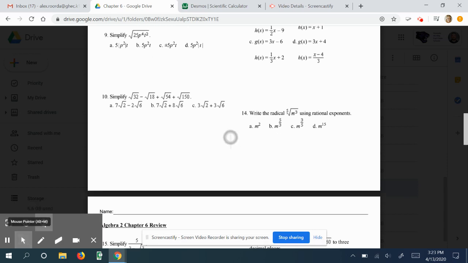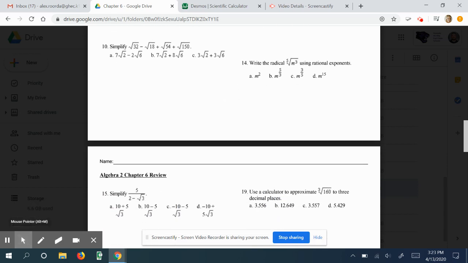Okay, number 14, write the fifth root of m to the third as a rational exponent. So we said, okay, when I have a fifth root, that would be to the over 5 power, and then I have m to the third over 5. So the correct answer to this one would be C. Hopefully that's an easy one that you could get right correctly very quickly as well.